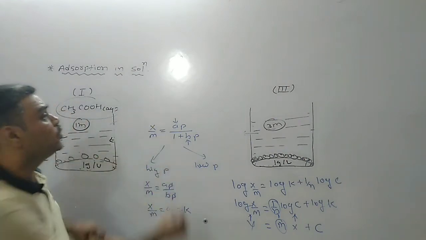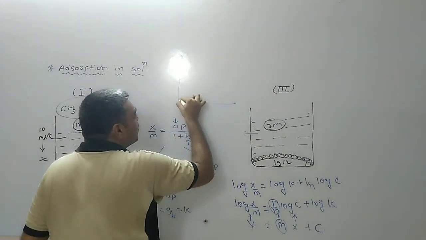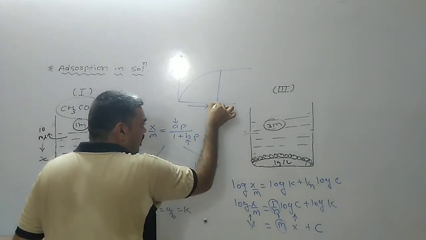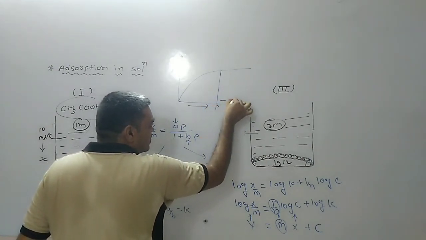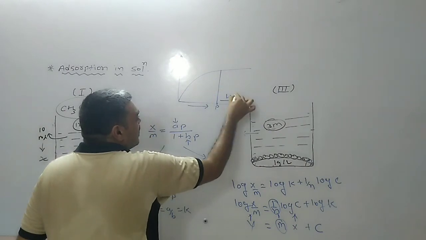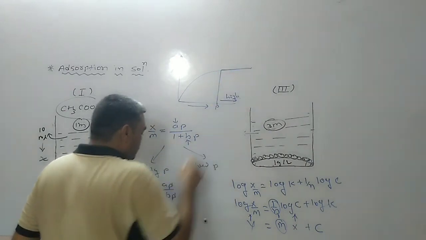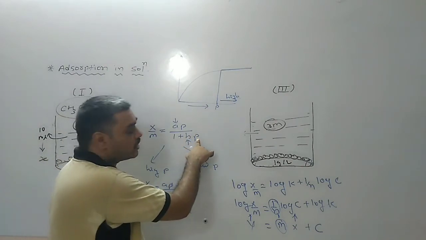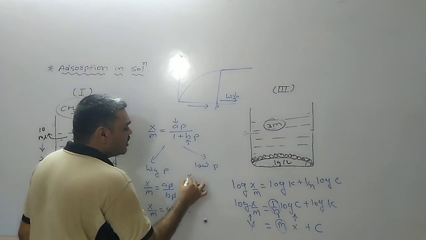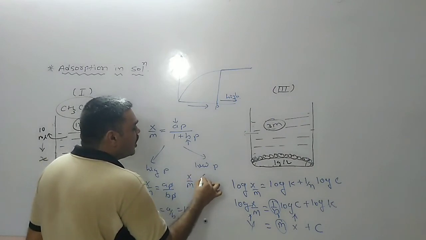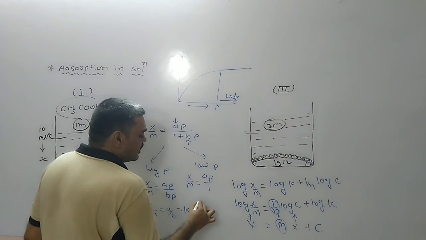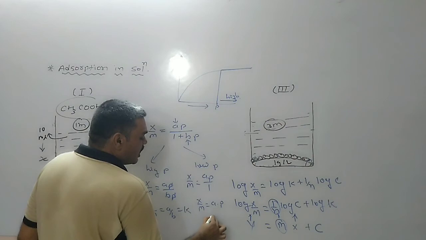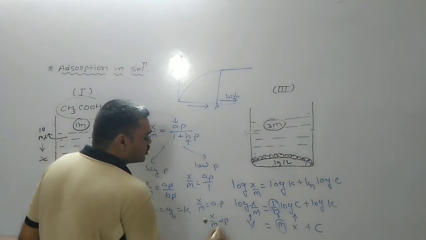So it is proved that at higher pressure, up to a certain level, we will consider that as high pressure, it becomes constant. At low pressure you can neglect the value of B product with P, then your equation becomes x by m equal to AP upon 1, then x by m is equal to A into P, means x by m is directly proportional to P.